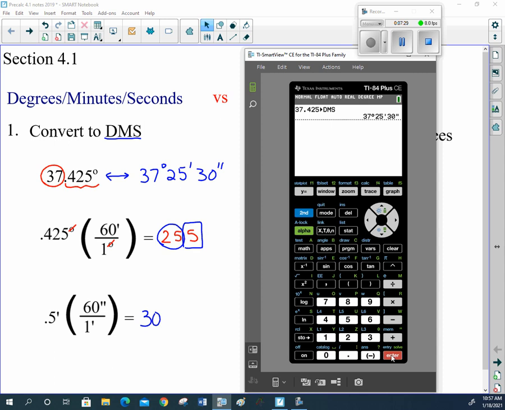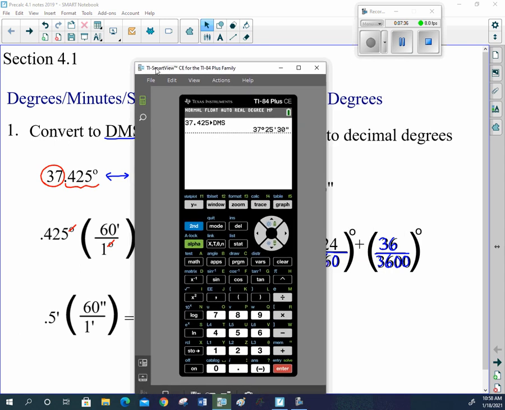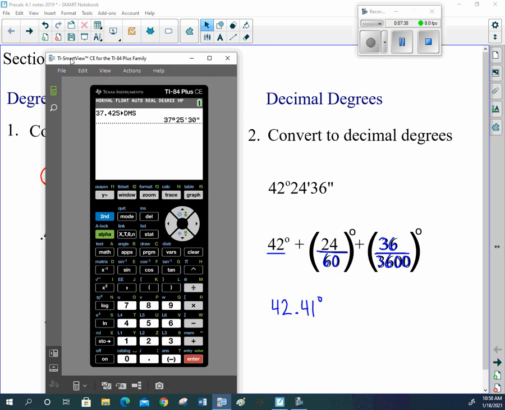Okay, now let's look at the other direction. How do we go the other direction? Let me slide this over here so we can see our problem. We're going to convert 42 degrees, 24 minutes, and 36 seconds to decimal degrees. Once again, it's pretty easy to do by hand: divide by 60, divide by 3600. If you want to do it on your calculator, this one might be faster to do by hand versus the time you take to find all the buttons to type it in.